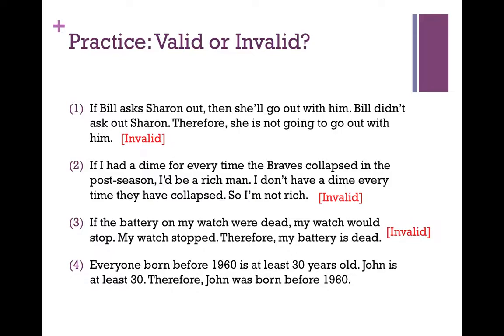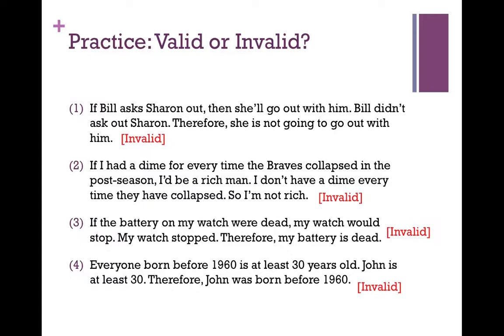Finally, everyone born before 1960 is at least 30. John is at least 30, therefore John was born before 1960. And this argument is also invalid. And this one's a little tricky, but let's look at the first premise. Everyone born before 1960 is at least 30. Well, as it turns out, that's actually true. So we don't even have to engage in this hypothetical if it's true.